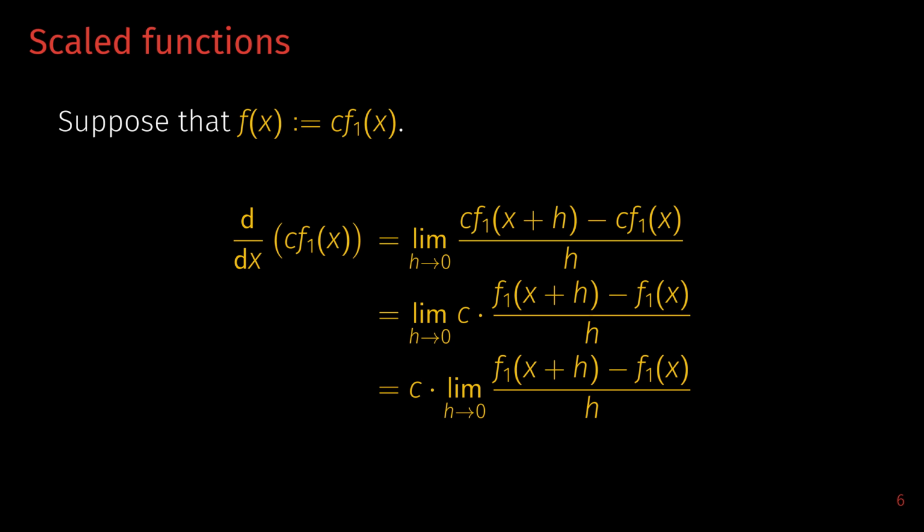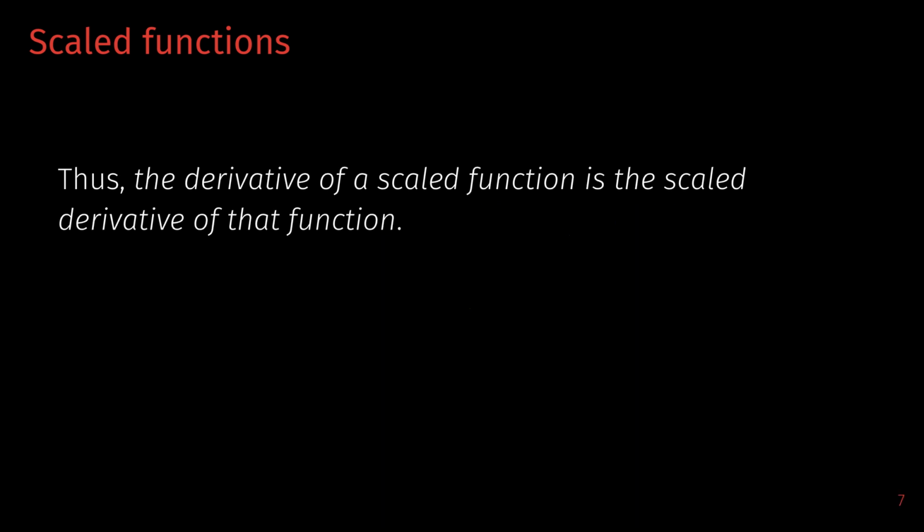We find that the thing to the right of c is just the derivative of f1 of x, meaning that we can write this whole thing in the following way. We can bring c in front of the derivative. So, the derivative of a scaled function is the scaled derivative of that function. And we describe this mathematically in the following way.